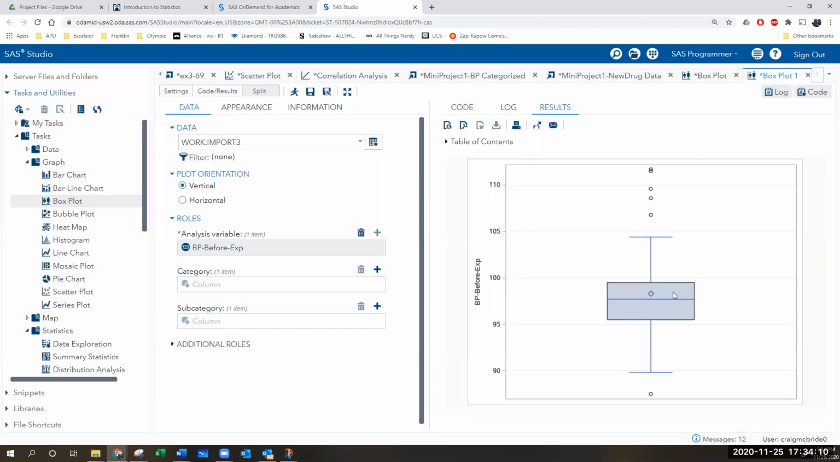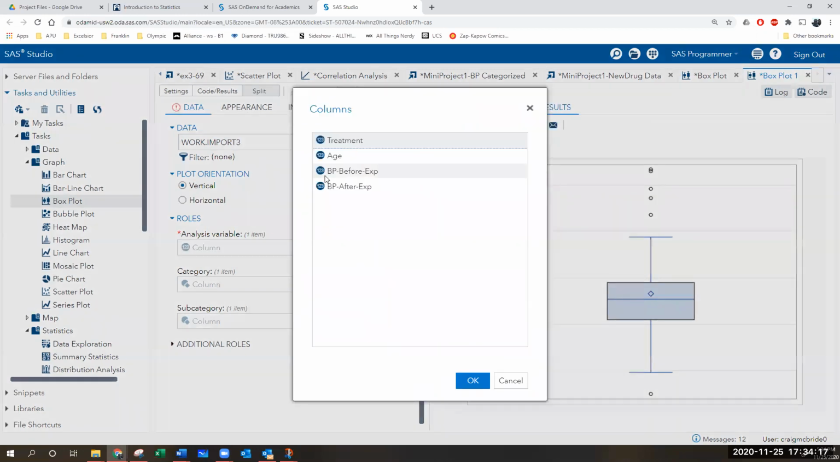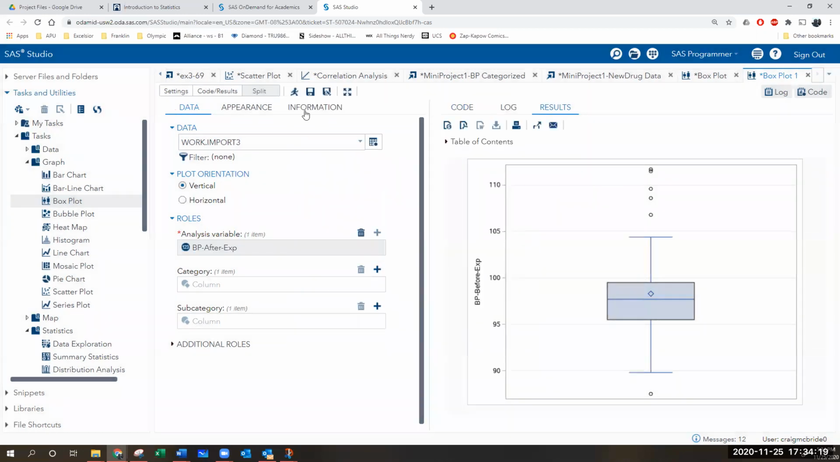I'm just going to get this one all by itself, right? And this is what everybody did. They got this one, they copied this, they pasted it into their document, and then they took this away and put BP after, and ran it, and copied this one. No, that's not a side-by-side box plot.